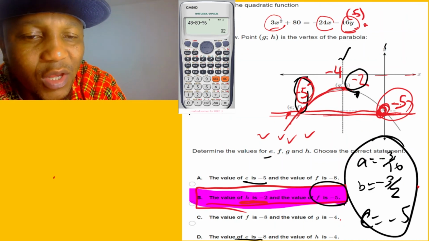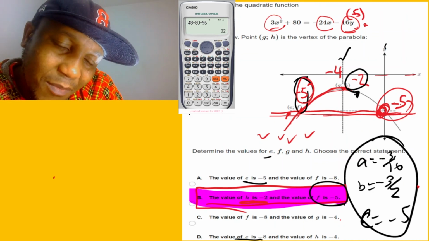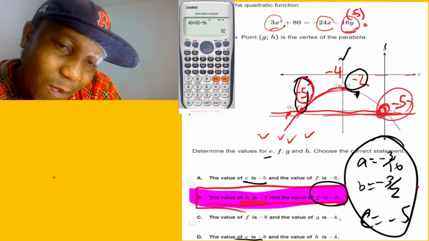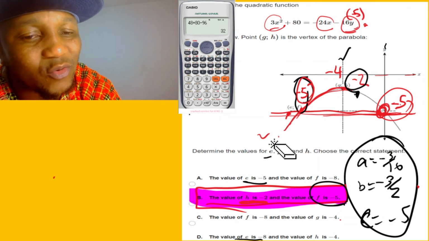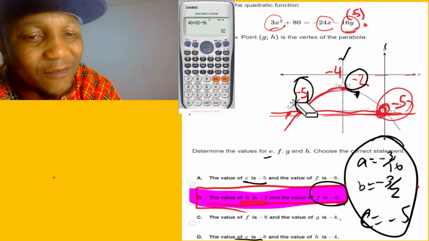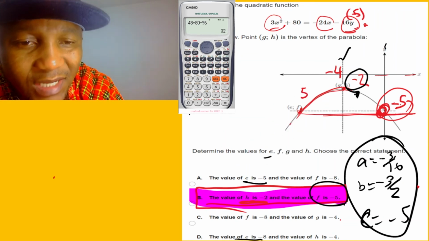Okay, now we go. Let me see if there's another way I can do this quickly. Yeah, there's another way. Hold on, let me show you another way. That's going to be a very long way. It's a waste of time. Look, it's negative 5, right?